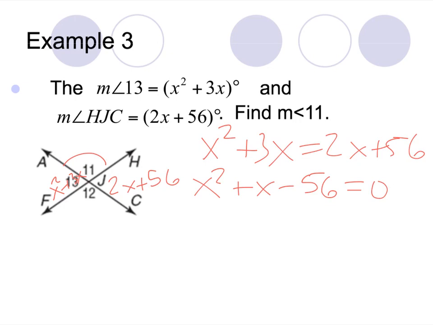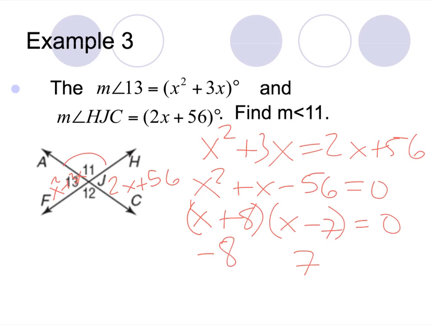Function, factor, fraction. America. Alrighty, so what multiplies to negative 56 and adds to 1? I believe that would be 8 and 7. Woo! So if I solve for x, I get negative 8 and I get positive 7. Now, does only one of them work? Do they both work? I don't know.